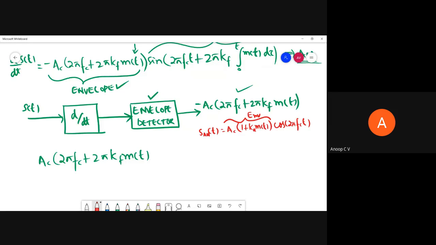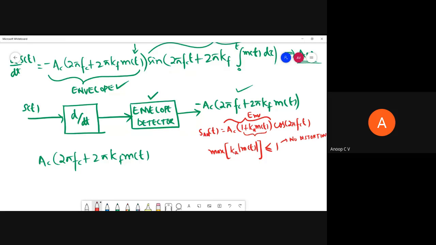Phase reversal. In this case, what was the condition for no phase distortion? It was that k_a times the magnitude of m(t), that is, the maximum of k_a |m(t)|, should be less than or equal to 1. So this was the condition for no distortion, or no phase reversal.